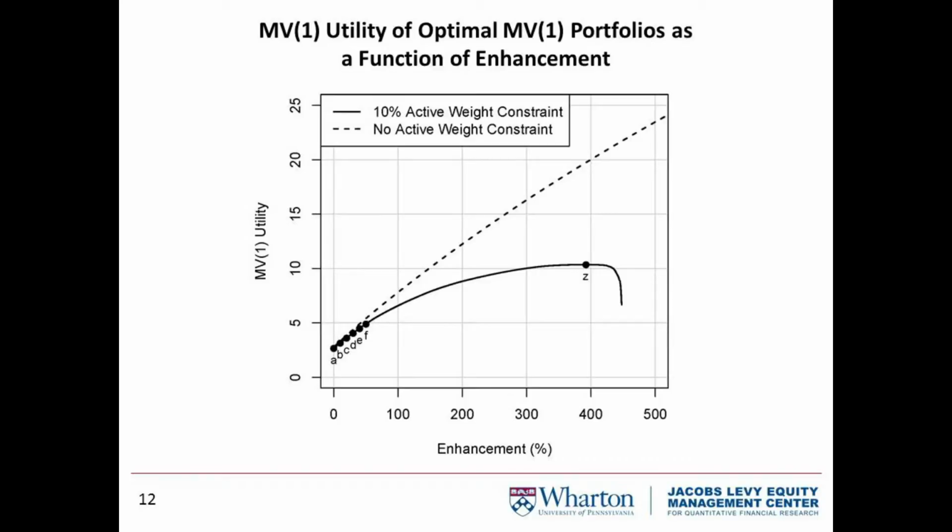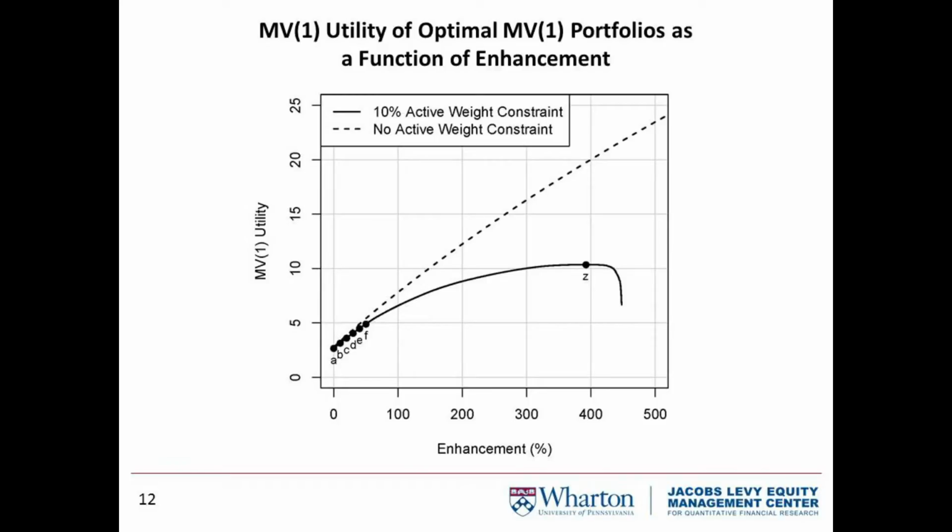Previously, you recall, the frontiers we showed were 110-10, 120-20, so the enhancements were 10 or 20 or 30 up to 50%. Here on the x-axis, we're permitting enhancement to go all the way up to 500%. And the y-axis is now utility, or the goodness of each of these portfolios from the perspective of this investor who has a mean variance utility function with a volatility tolerance of 1.